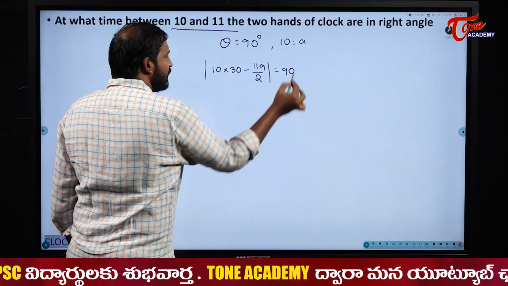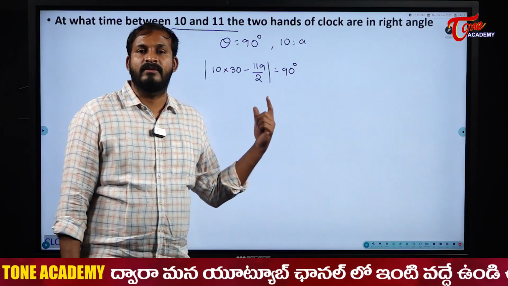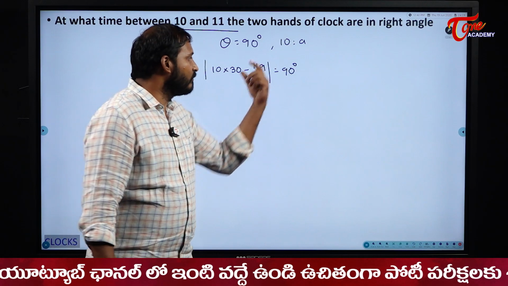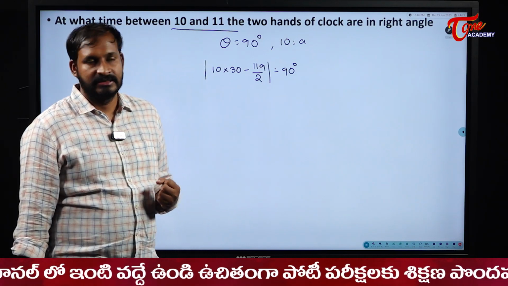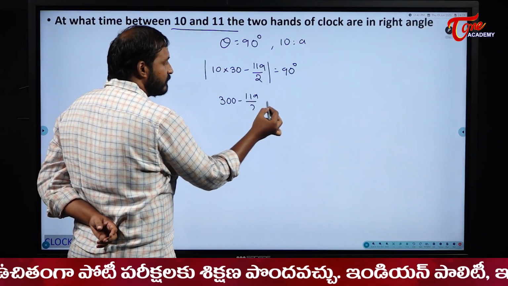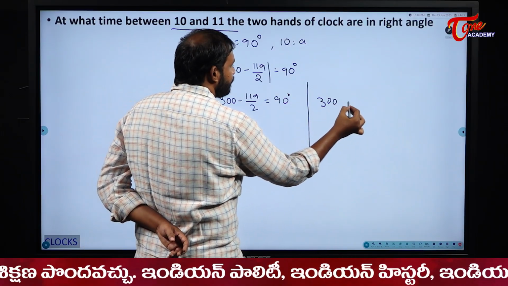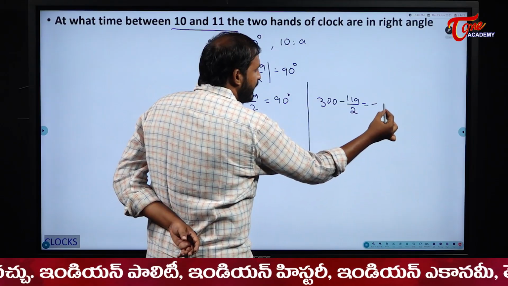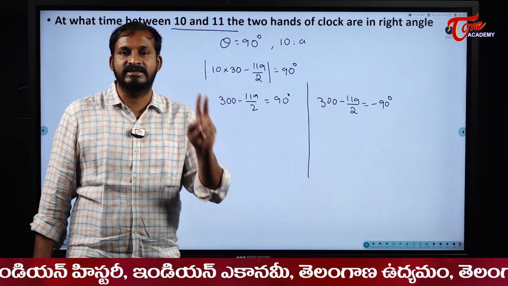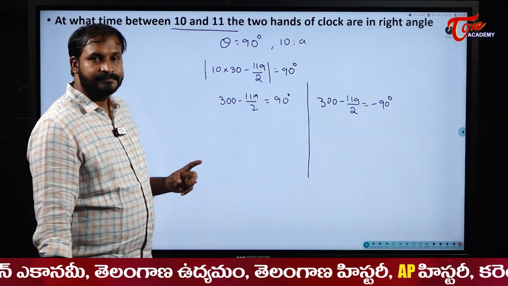90 degrees. Now, here is the importance of mod: when you send mod to the other side, plus or minus will be there. That is the reason I am stressing from the beginning, when you send mod to the other side it will become plus or minus. So now what happens here? 300 minus 11A by 2 is equal to 90 degrees in one case with plus 90, and 300 minus 11A by 2 is equal to minus 90 in the other. Here we will get 2 different answers and both the answers are correct. Why? Because 90 degrees occurs twice in every 1 hour.